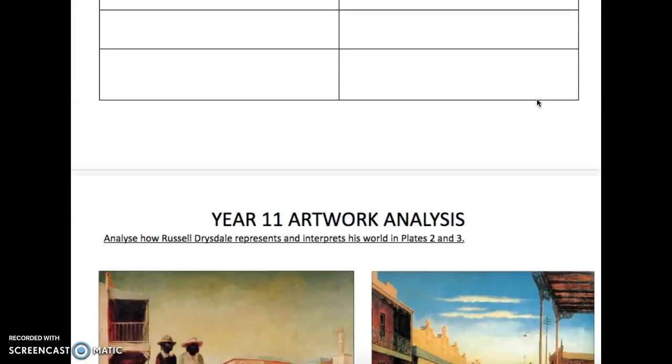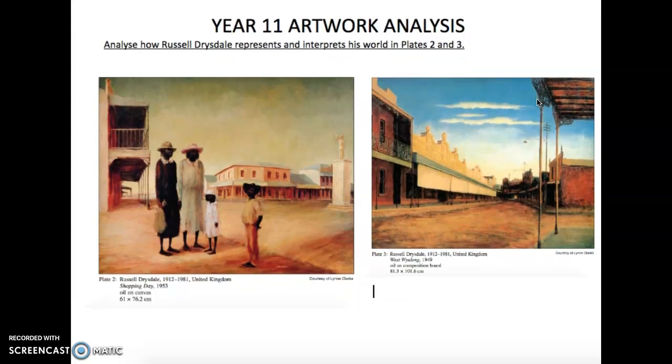One more. This one I haven't broken up into colors or anything. Our signpost word is analyze. You can see it at the very start of the question. The question itself is: analyze how Russell Drysdale represents and interprets his world in plates 2 and 3.